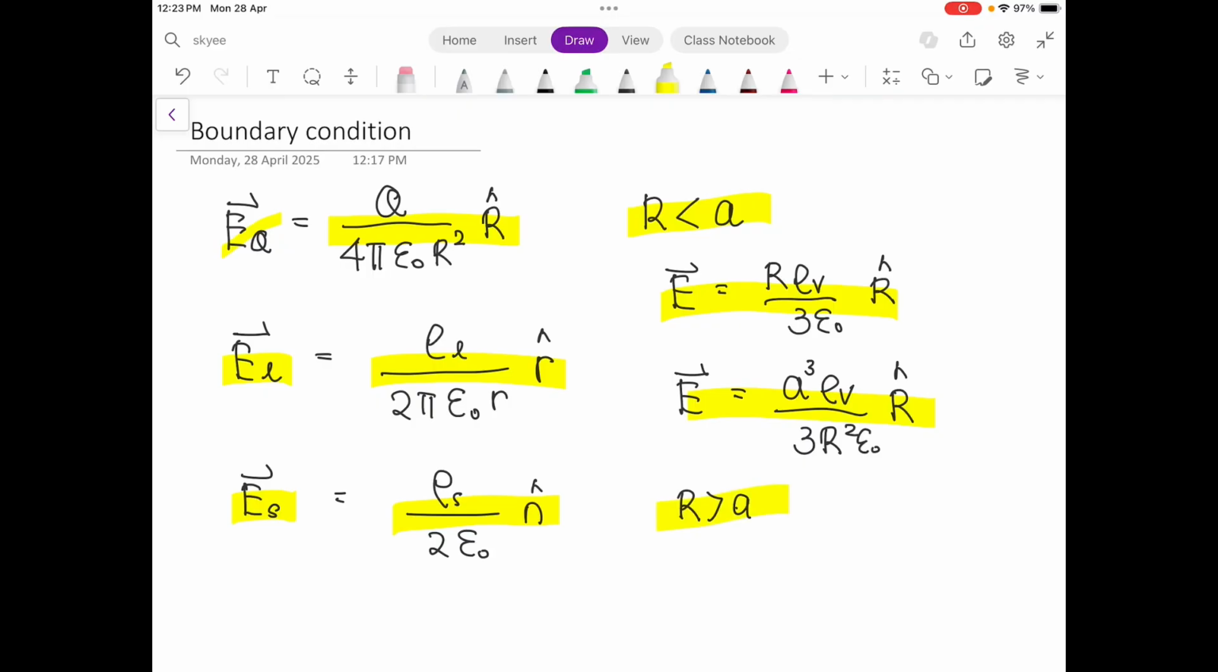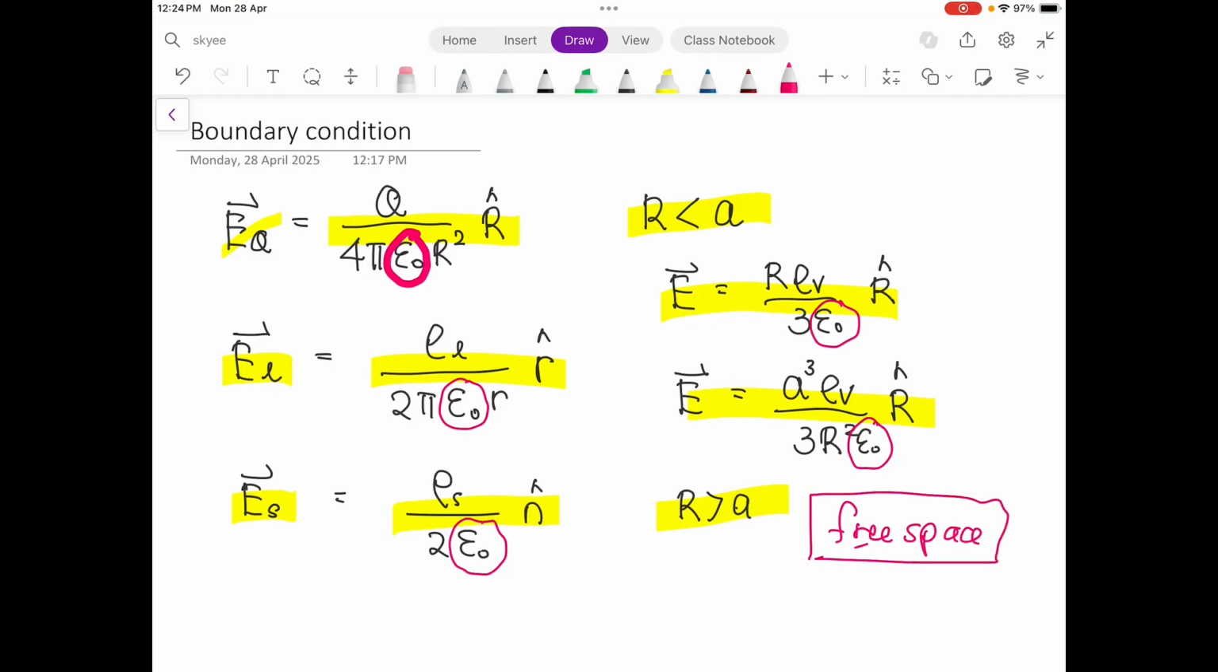If you observe all these equations, you will find that they depend on epsilon naught. By default, we always use epsilon naught. This epsilon naught represents that the electric field is in free space. When there is a change in the property of the material that the electric field is propagating through, we are going to modify this epsilon naught parameter.